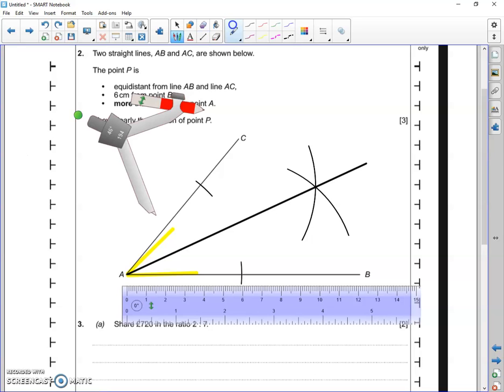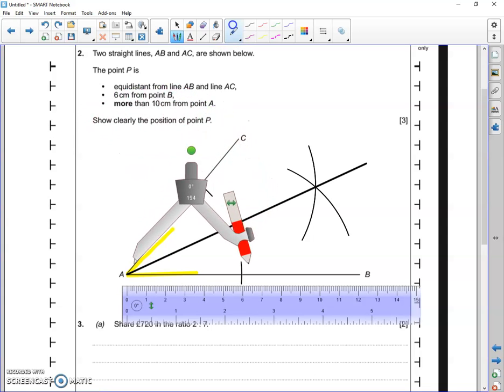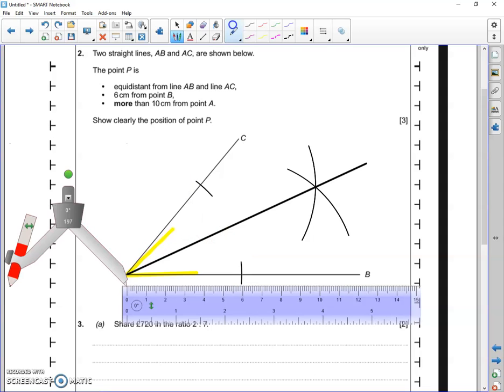Okay. Then we're told that we've got to be exactly 6 centimetres from B. So this is where you'll need to open your compass to exactly 6 centimetres, a little bit more. Put your compass on B.